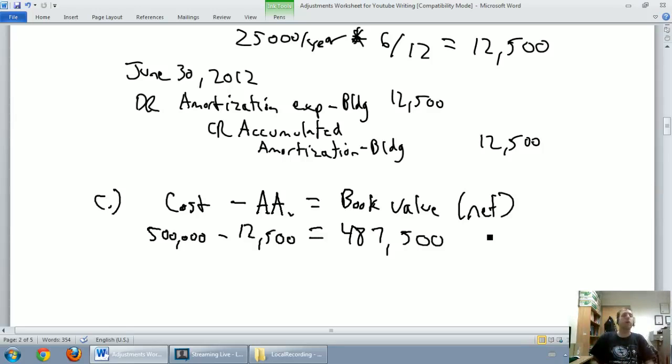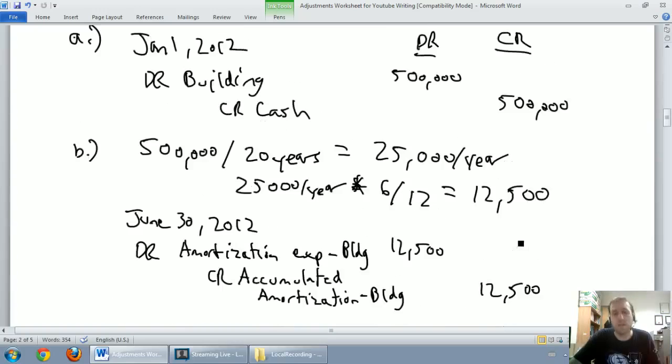I want to be clear about one final thing when it comes to amortization and book value. It's worth $487,500 according to our records. Who knows if that's what it's worth in reality? We hope that we're close, but in reality, oftentimes the stated book values of assets for companies are way off. And we'll talk about how accountants deal with that, but that's way into future chapters. I'll do a dedicated capital assets unit in a few months, and we'll get to the bottom of it. But for now, just know basic amortization.